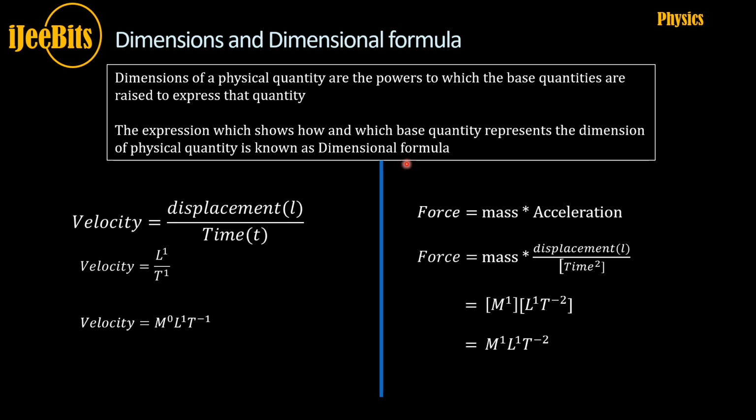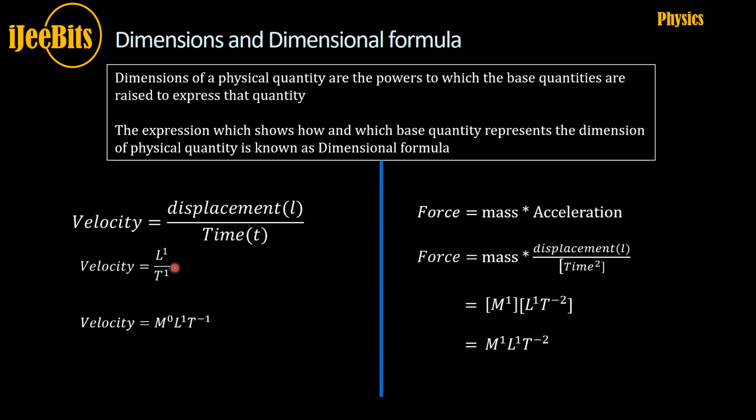Let's say for instance velocity. Can you define velocity? Velocity is nothing but displacement by time. Displacement we measure in terms of length and time in terms of seconds. Our notation would be L by T. If you look at it, L to the power of 1, T to the power of minus 1 is what we can express when we write velocity.